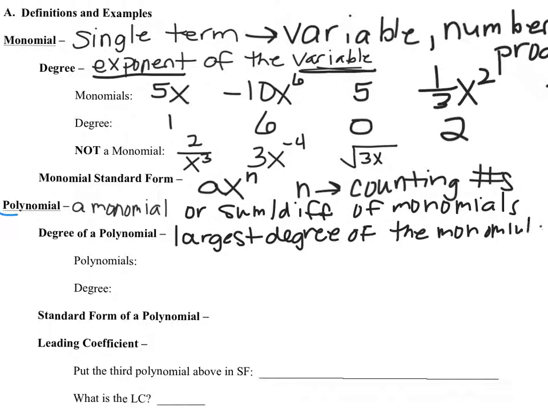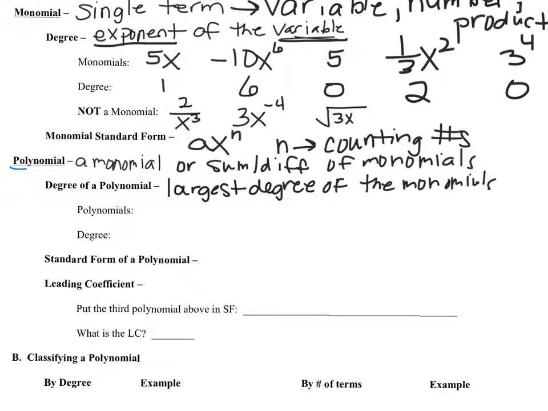You're going to look at all the terms, and you're going to say, who has the largest? Oh, this one does. That's the degree of the whole thing then. Yeah. Kind of like people with money, you know, the one who has the most money, they always win. Okay, so here we go.